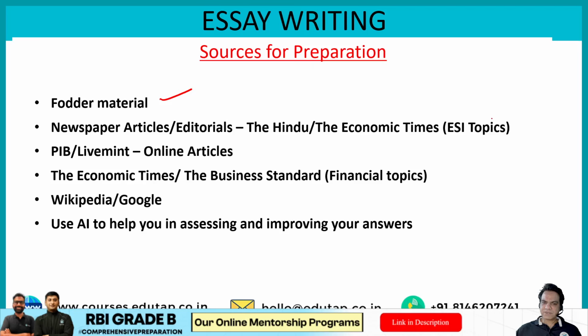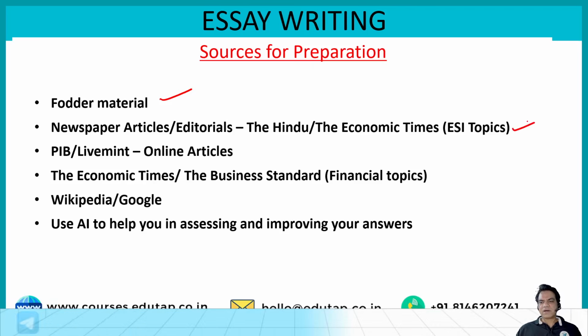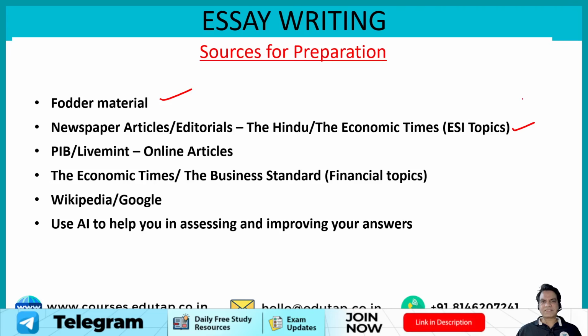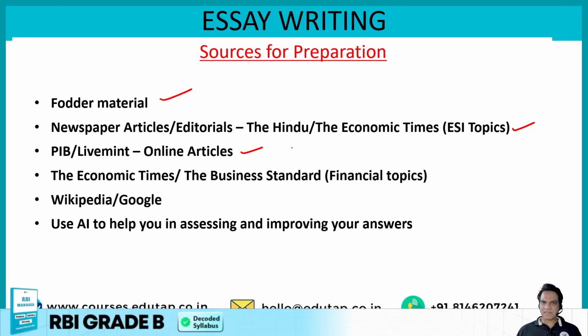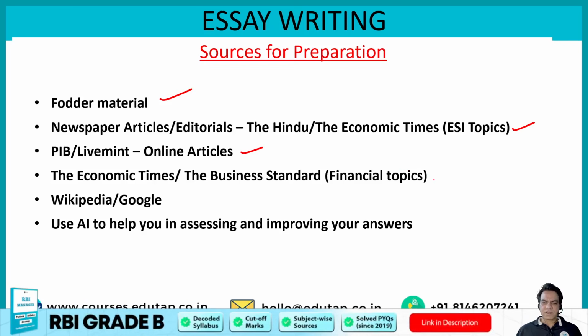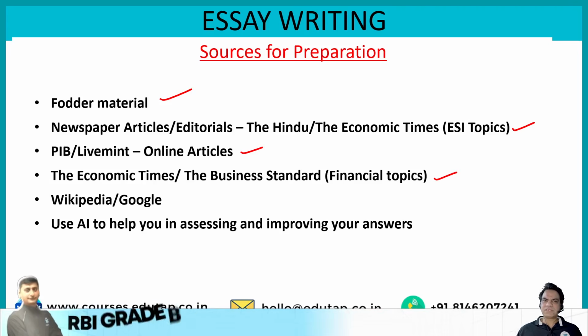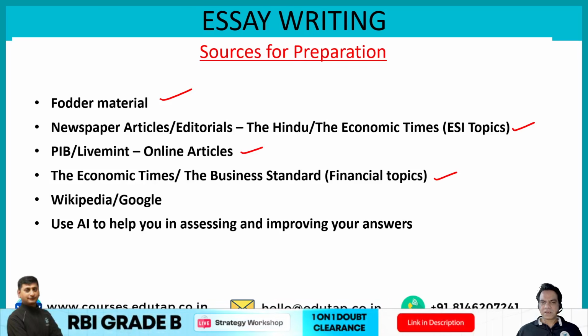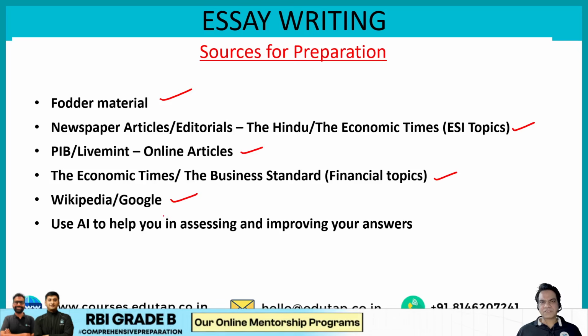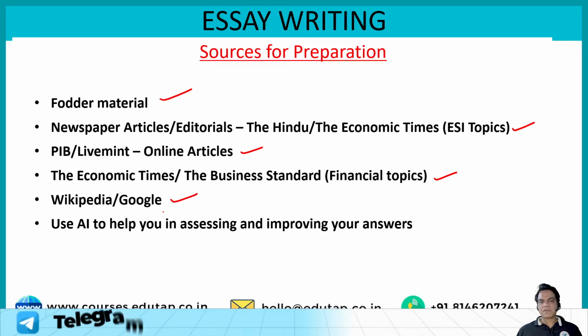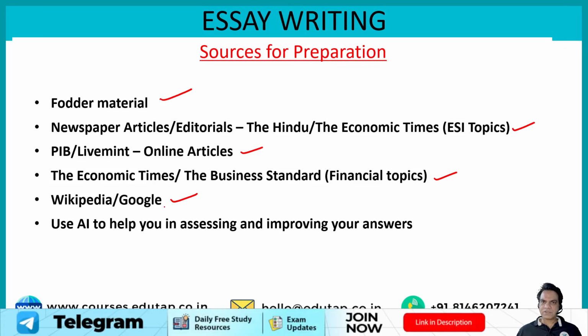Newspaper articles and editorials: use these for ESI topics, relevant economic and social issue topics. For online articles, do refer to PIB and Livemint. They are very useful. And for your financial topics, either use Economic Times or Business Standard. So use these three different sources for your reading or comprehension ability. Then use Wikipedia and Google for your research. Make sure you follow the relevant sources and you only believe the official sources that you read.